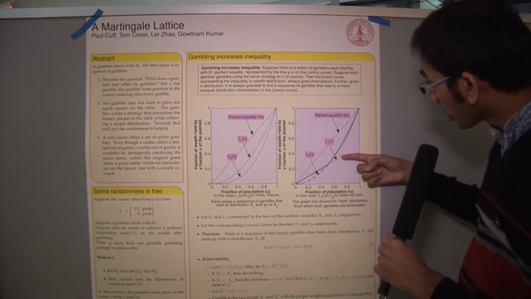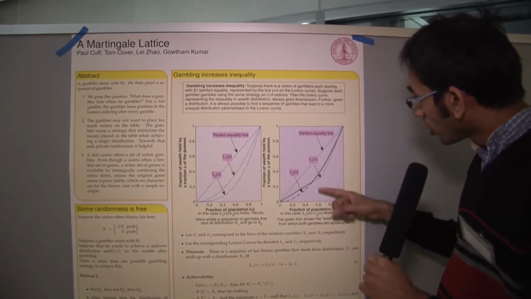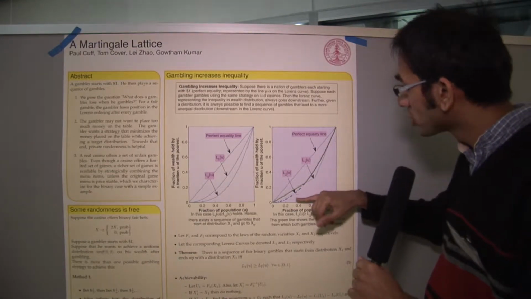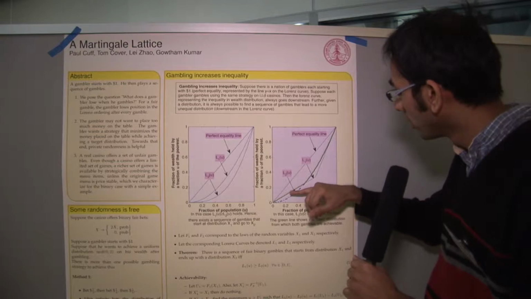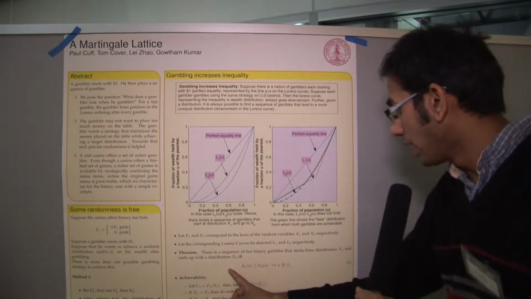However, in this particular example, L1 greater than L2 does not hold. So you cannot go downstream. You're not going downstream, hence there is no sequence of fair gambles that can take you from x1 to x2. So this is our main theorem.